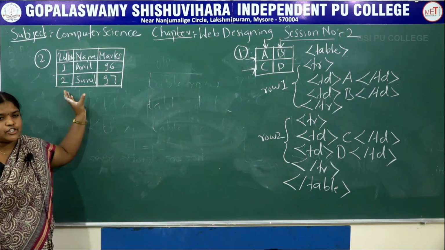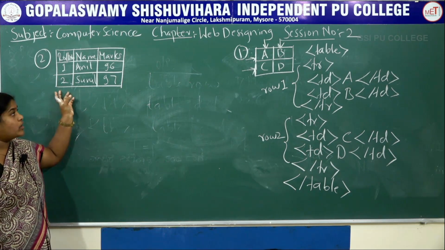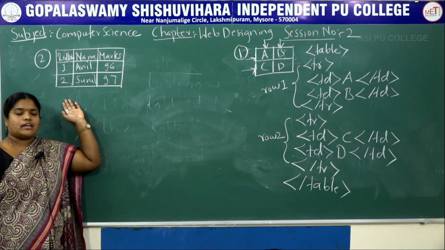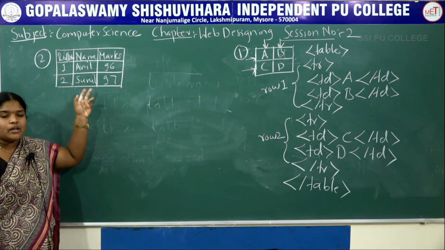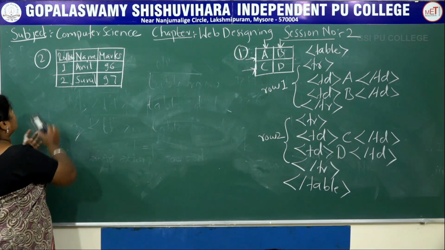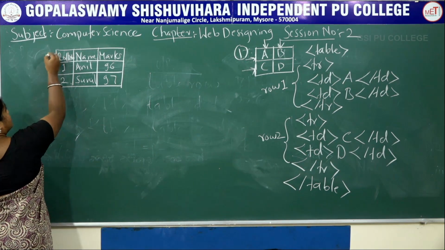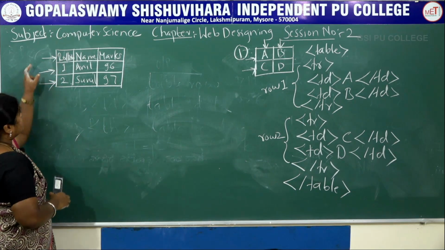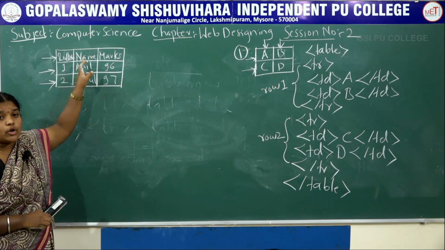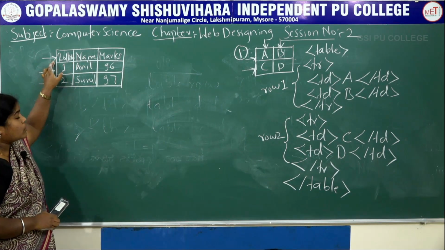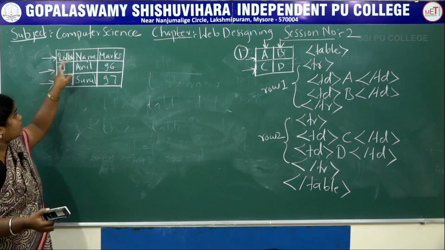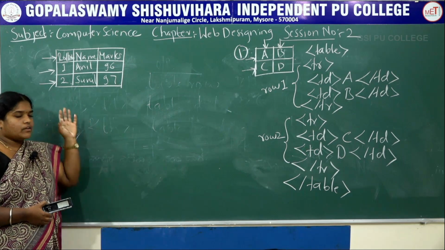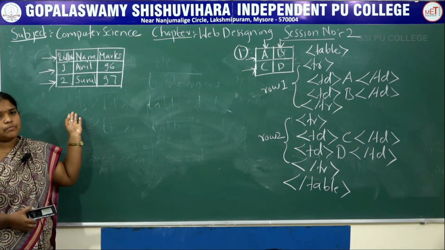For this particular structure, now we have to write the code. The first thing you have to observe is how many rows and how many columns are there in this structure. There are 3 rows here. The first row includes all the headings, that is roll number, name and marks. After that, in the remaining 2 rows, we have data included in that table.